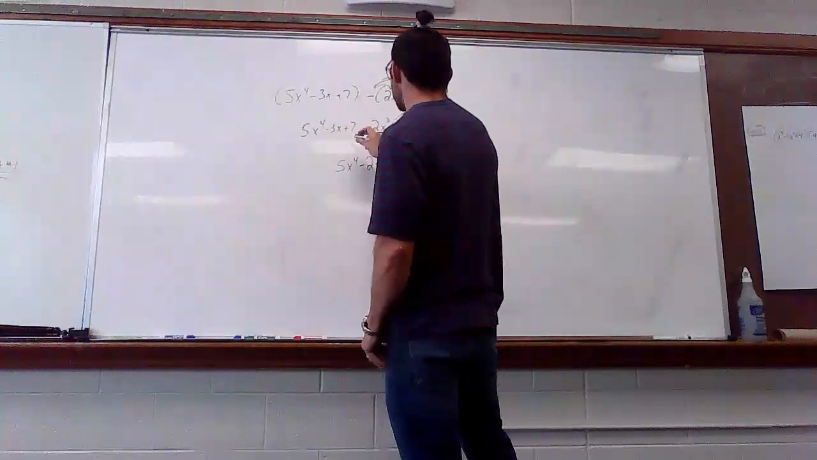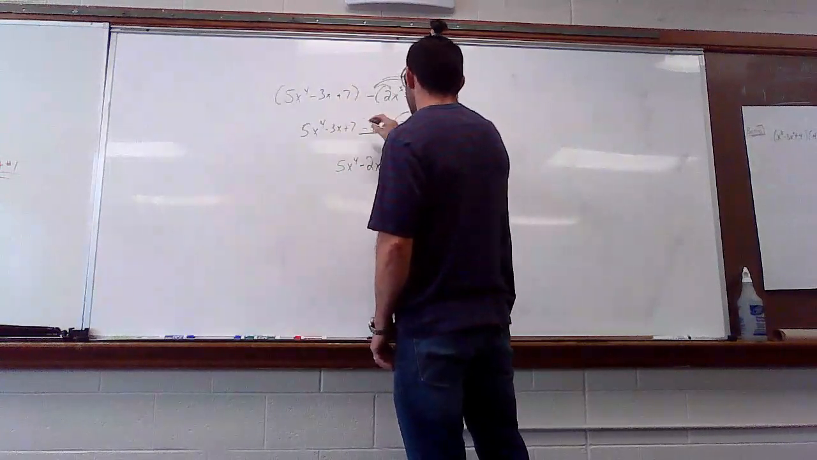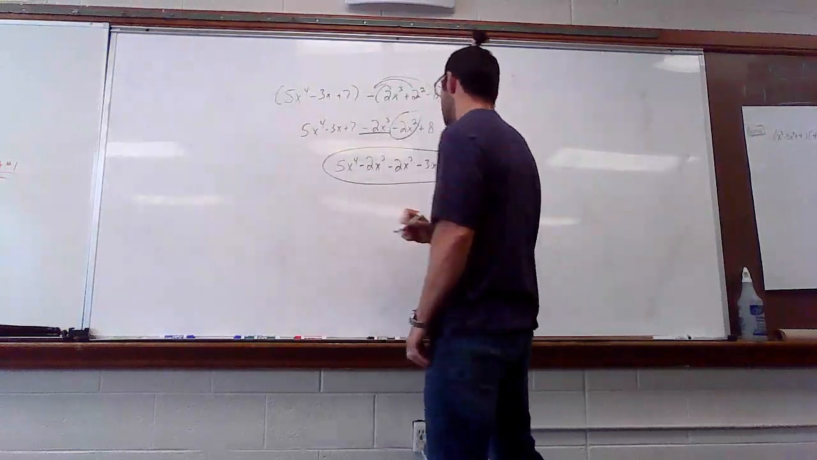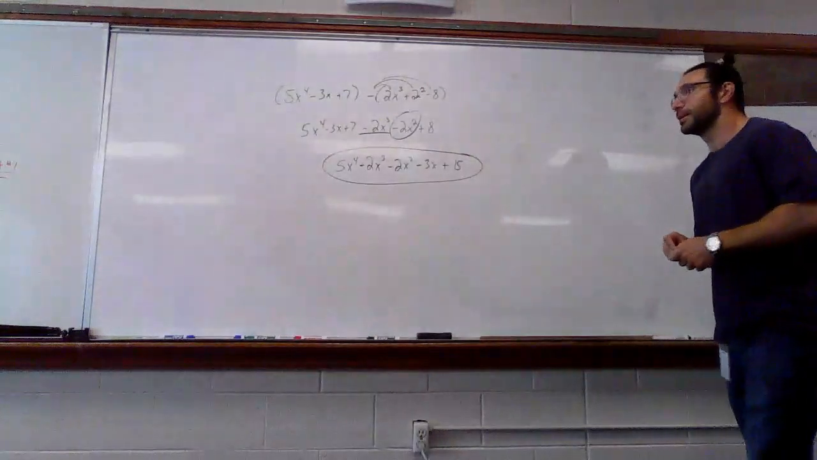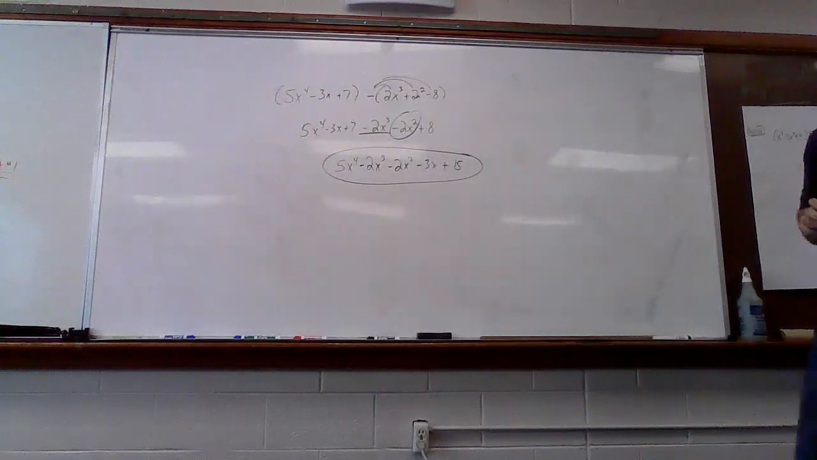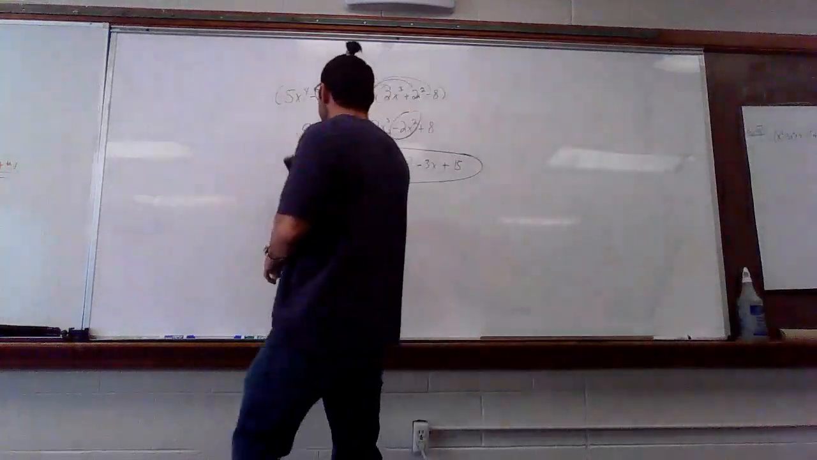Just 1x here, so minus 3x. 7 and 8 is positive 15. That's as much as I can do with the problem. That's it. Last but not least.